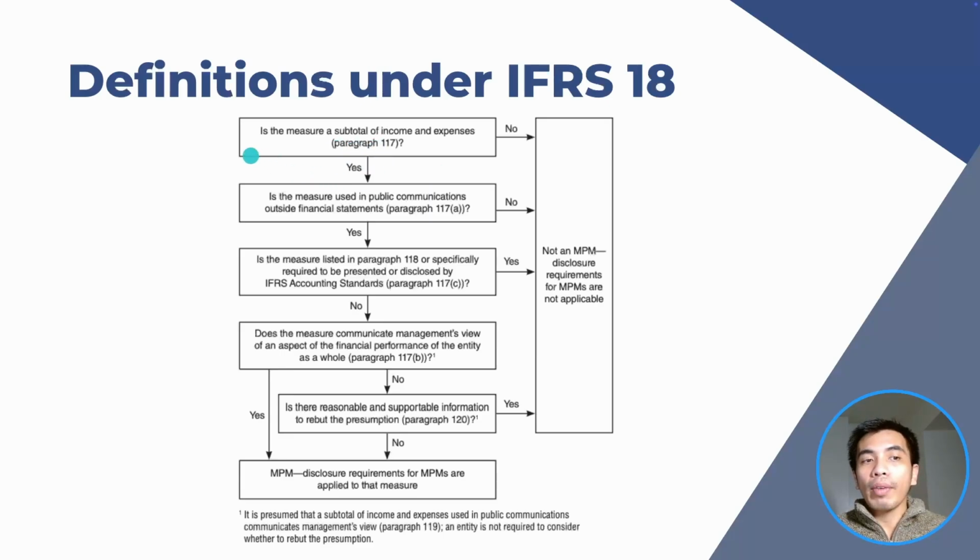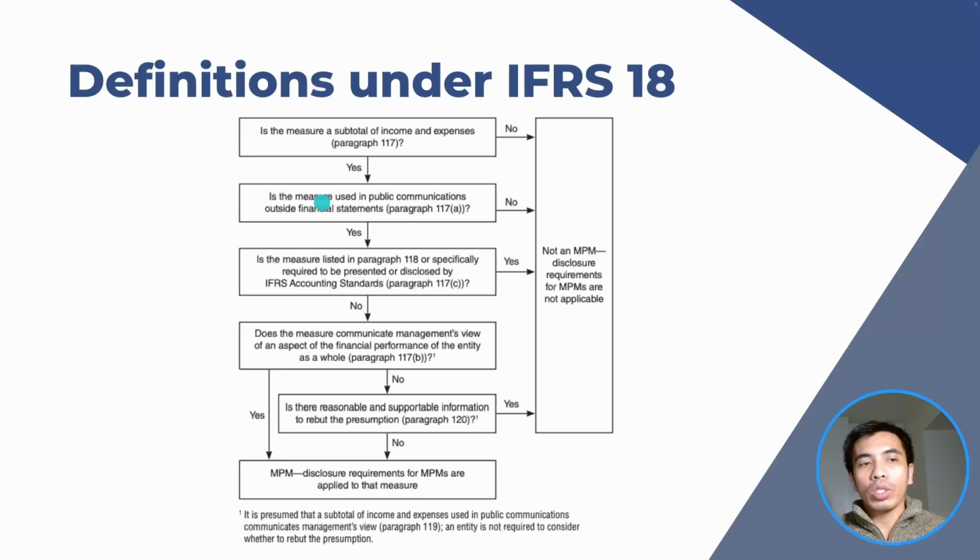If the answer is yes, you then have to ask, even though it's a subtotal of income and expenses, is the measure used in public communications outside financial statements? So it's a very important thing to remember: public communications. For purposes of this term, the standard specifically ruled out the use of social media, oral communications, and the transcripts of these oral communications. So basically, the public communications should be ways other than these three that were ruled out by the standard: investor presentations or other ways of communicating financial performance to the public outside of the financial statements.